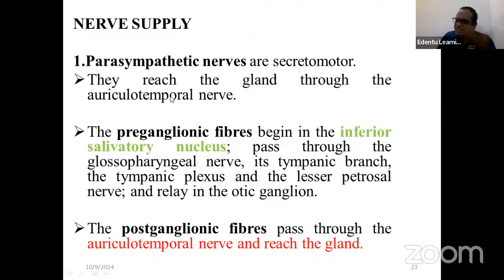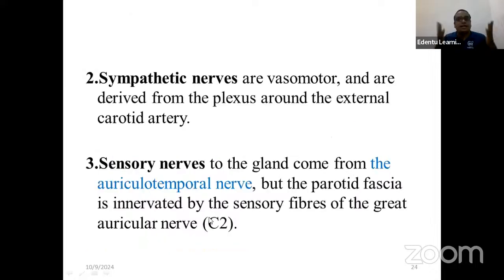So we have got the description. Parasympathetic nerves are secretomotor, which I already told you. Preganglionic fibers, postganglionic fibers. We have preganglionic fibers from the inferior salivatory nucleus, glossopharyngeal, tympanic branch, tympanic plexus, lesser petrosal, up to the otic ganglion is preganglionic. After that, it becomes postganglionic. And through the auriculotemporal nerve, it reaches the gland. Very simple. That was parasympathetic, dealing with secretions.